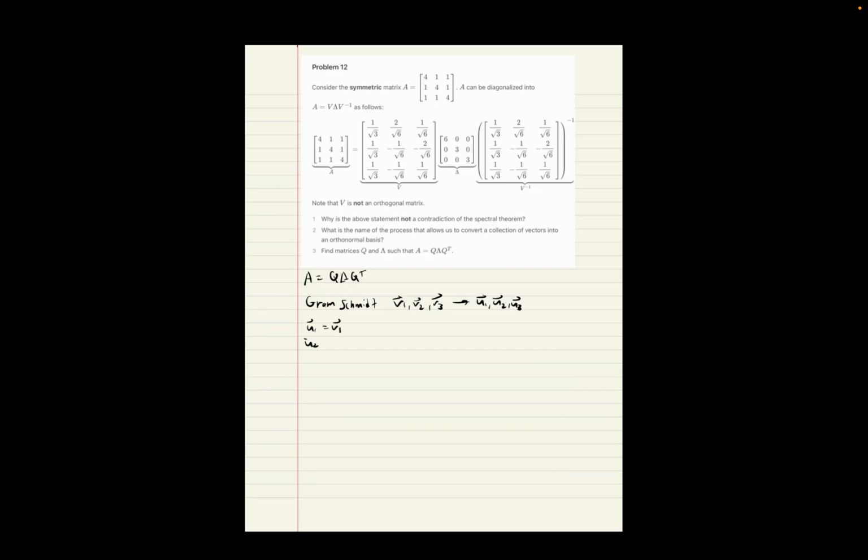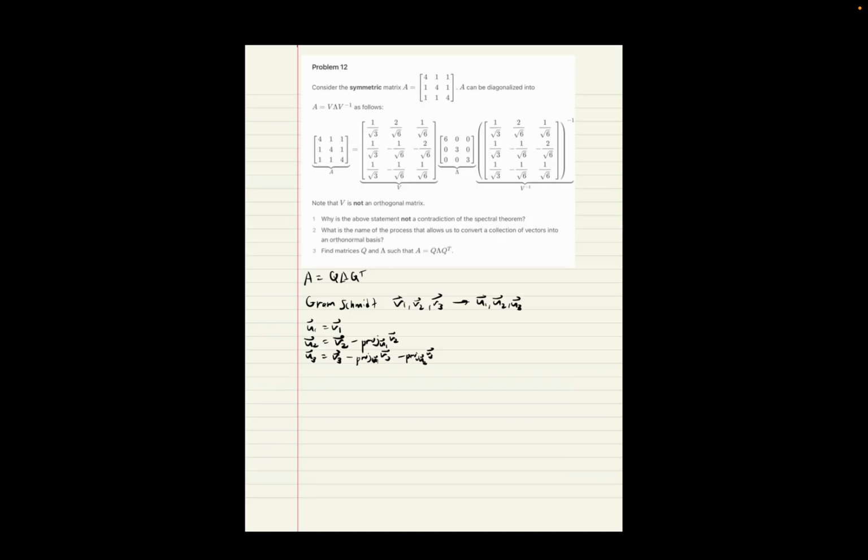The second vector, u2, would be the original second vector, v2, minus the projection from v2 onto u1. And then our last vector, u3, would be the original third vector, v3, minus the projection from v3 onto u1, minus the projection of v3 onto u2.